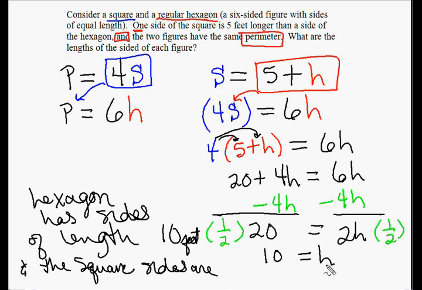If I take this information about h and put it back into the equation up here, finding one of these equations, how about if we put h here, and so we have 5 plus h, and h is 10, we have 15 feet. So if you add 4 15s, you get 60. If you add 6 10s, you get 60, and we know that the perimeters are the same.